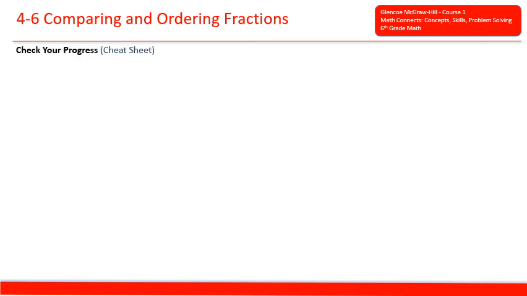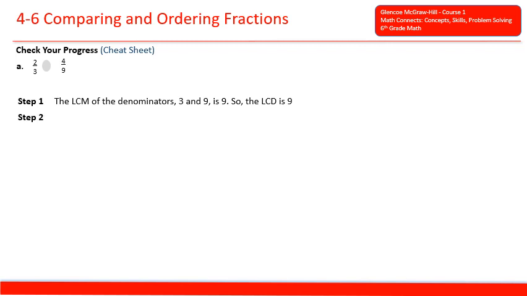Check your progress. 2/3 and 4/9. Step 1, the least common multiple of denominators 3 and 9 is 9. So the LCD is 9. Write an equivalent fraction with a denominator of 9 for each fraction. So we know 3 will go into 9 3 times. So if we multiply the denominator 3 times 3, we get 9. The numerator 2 times 3, we get 6.